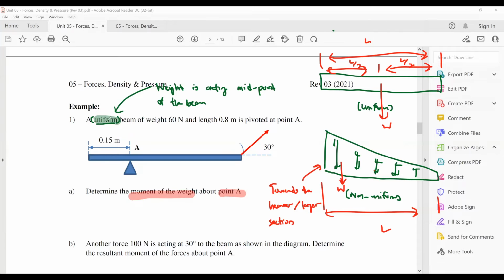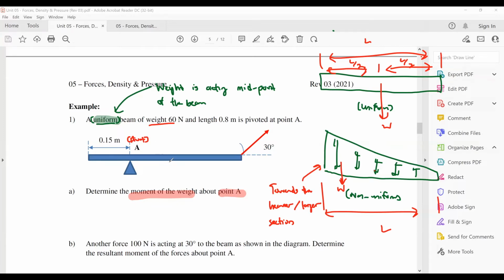So the moment you see the mention of uniform, straight away the association that you should have in your mind is that weight is right in the center. So the uniform beam of weight 60 Newton, length 0.8, pivoted at A. A is your pivot. So where is your weight acting now?